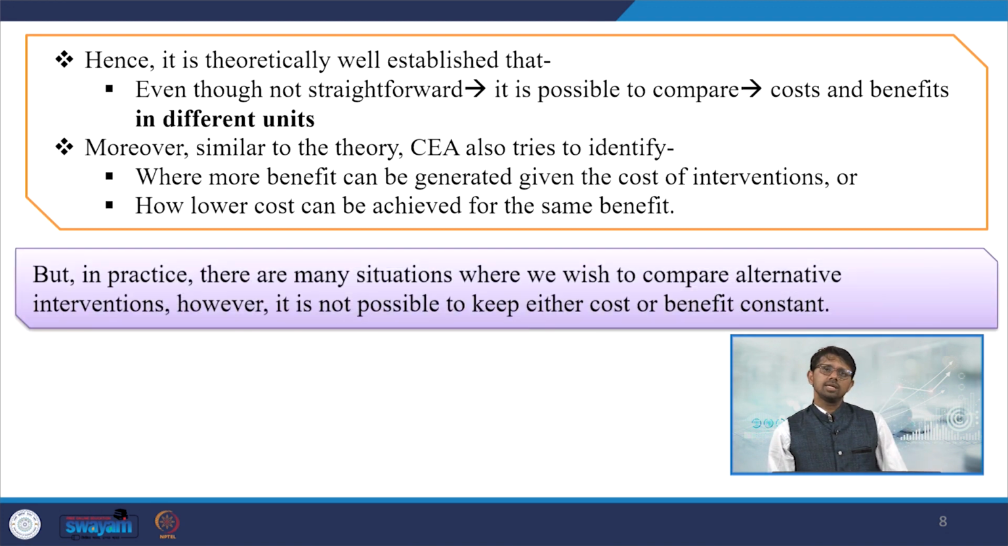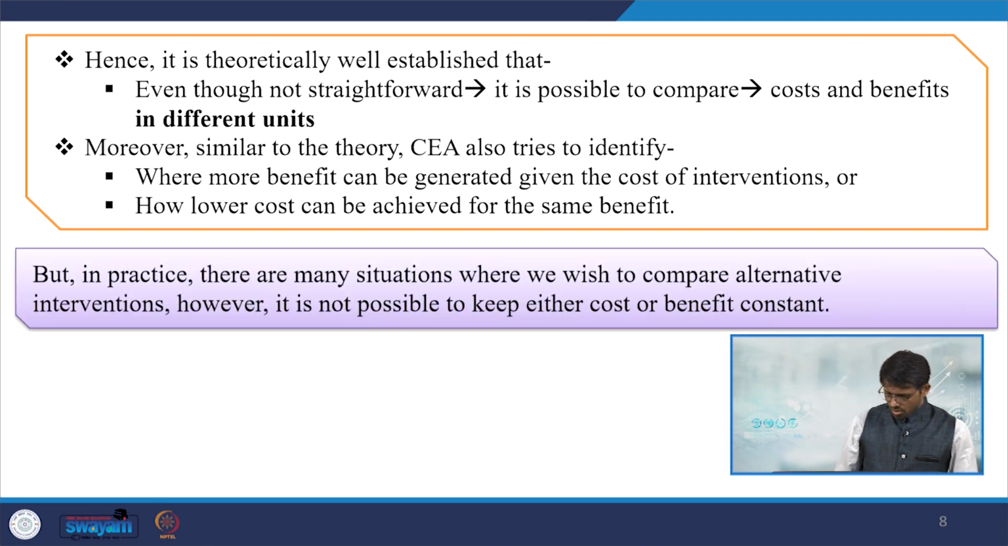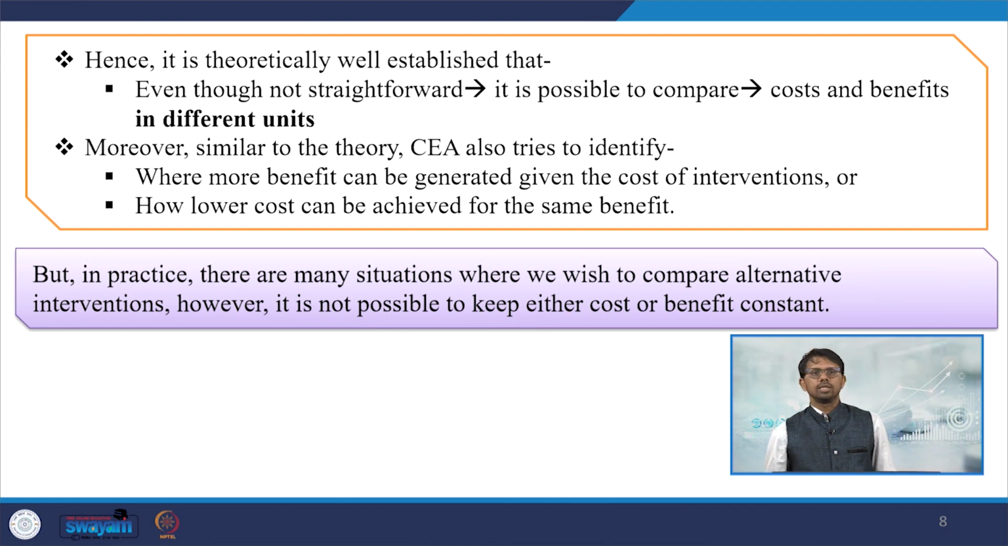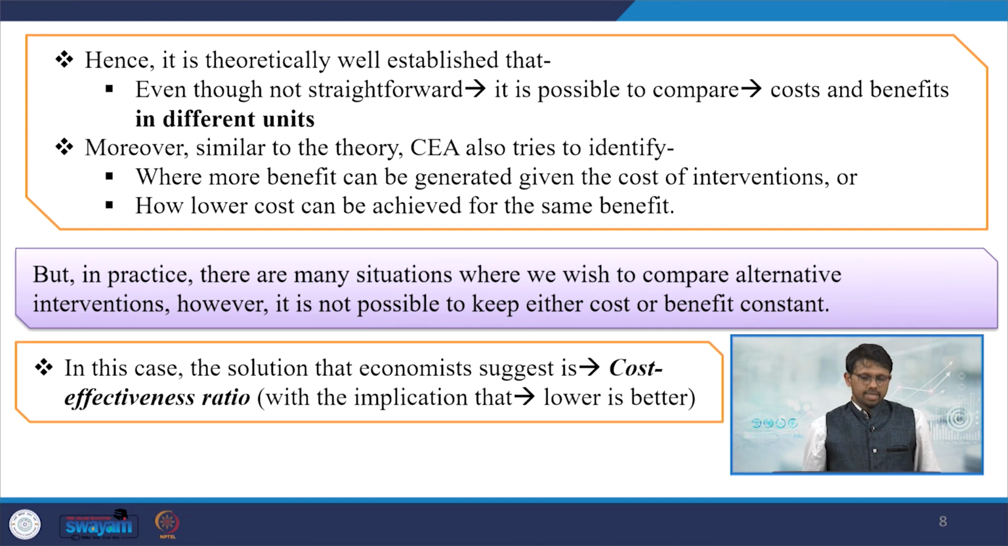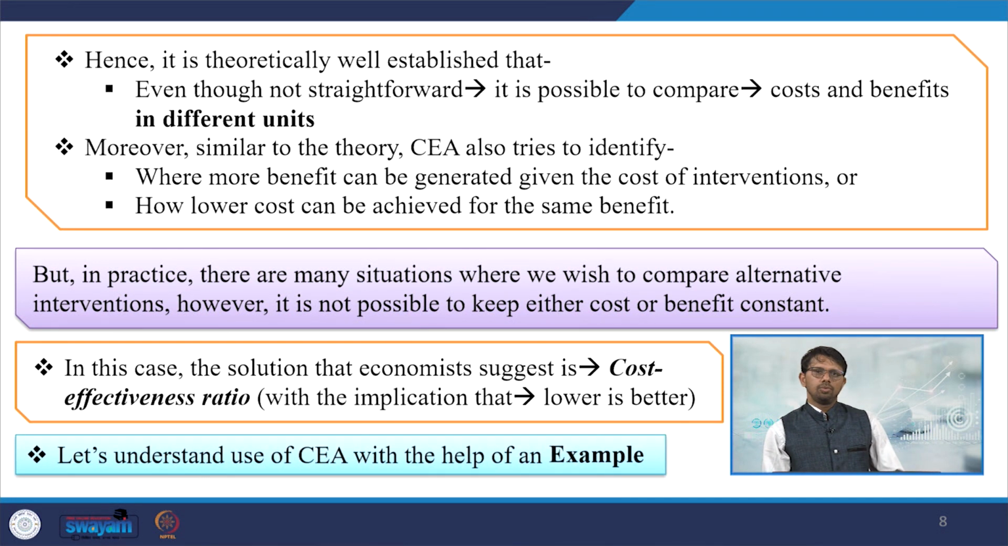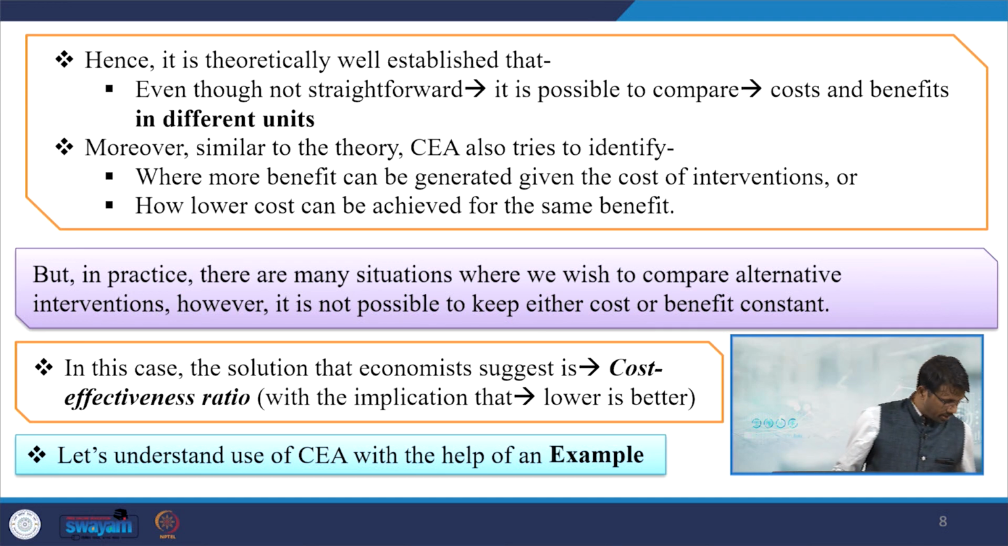But in practice, there are many situations where we wish to compare alternative interventions. However, it is not possible to keep either cost or benefit constant. In this case, the solution that economists suggest is the cost effectiveness ratio, okay, with the implication that lower is better. We will understand this with an appropriate example.